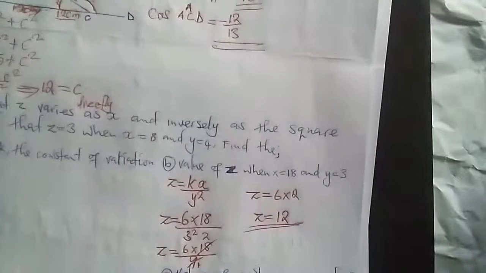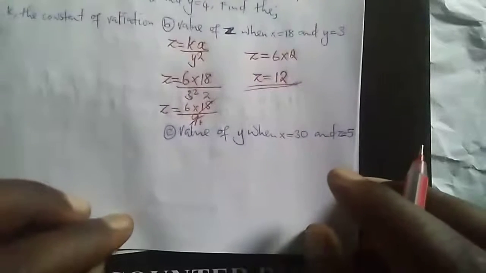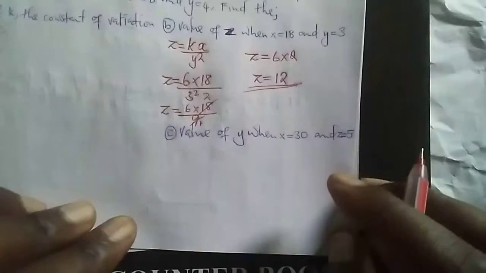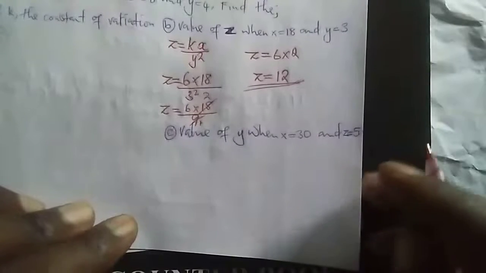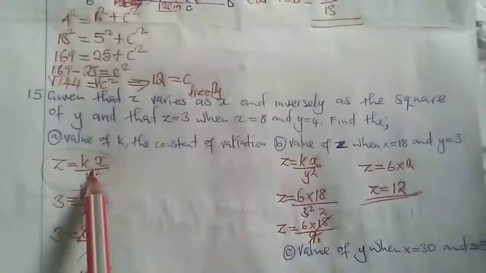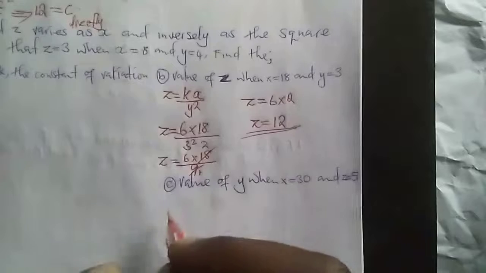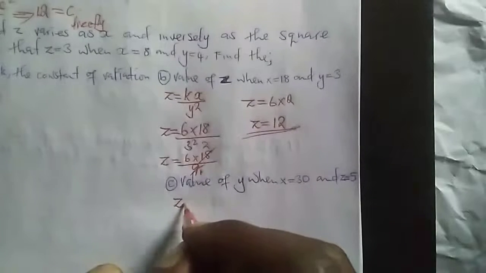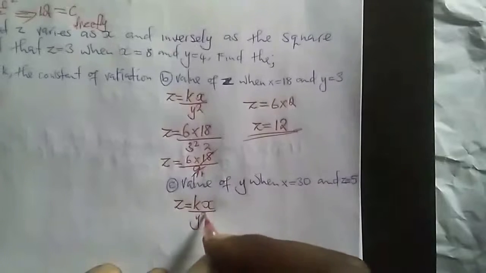Question C, we are asked to find the value of y when x is equal to 30 and z is equal to 5. So we are going to go back again to this formula. We're going to use the same formula again, the one which we made earlier on. This is the formula we're going to use. So I'm going to write it here, which is z is equal to kx over y squared.